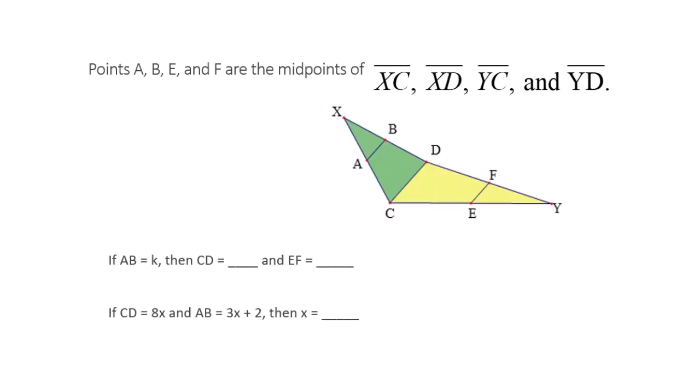All right, so A, B, E, and F are midpoints of segments XC, XD, YC, and YD. I'm assuming they're respectively there. But first of all, this says if AB is K, then what's CD and what's FE? So remember, these are mid segments here, and you can do all the congruent statements here, or the tick marks.